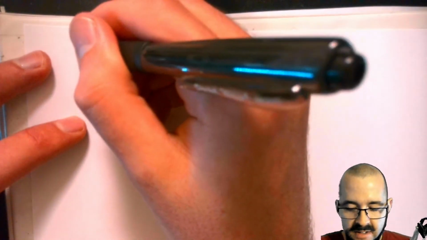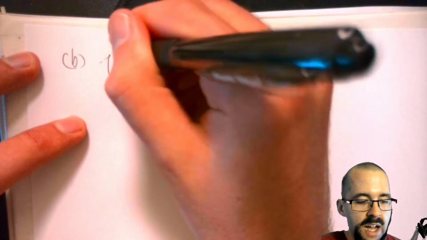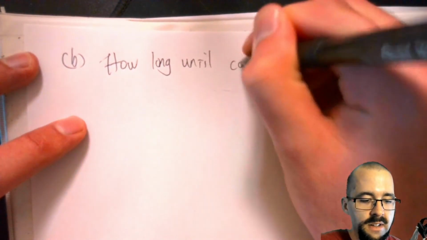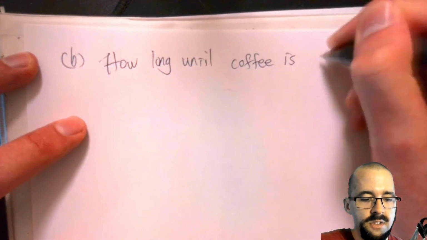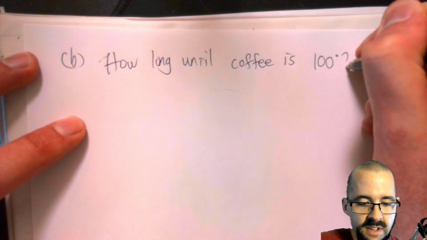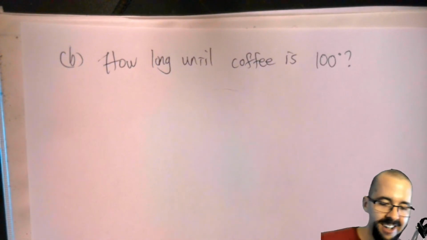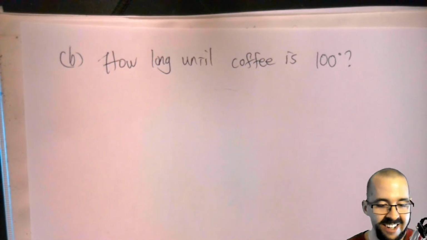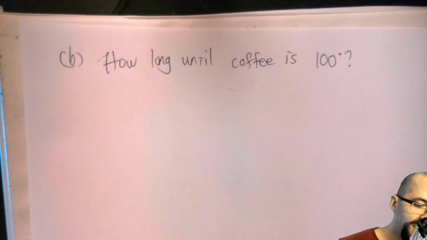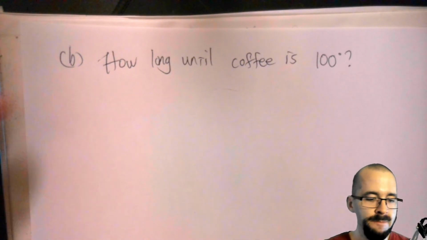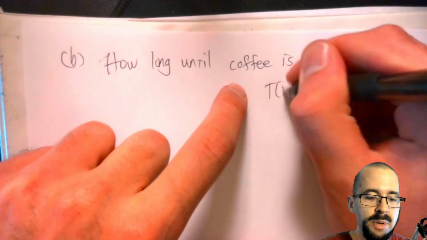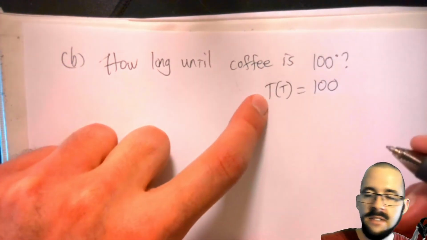All right, we can use this to ask, how long until the coffee is 100 degrees? So we start out at 180 degrees. Part B is going to be how long until the coffee is just 100 degrees. You don't want to drink 100 degree coffee, by the way. 100 degrees Fahrenheit, not a good temperature for coffee. Like warm coffee.